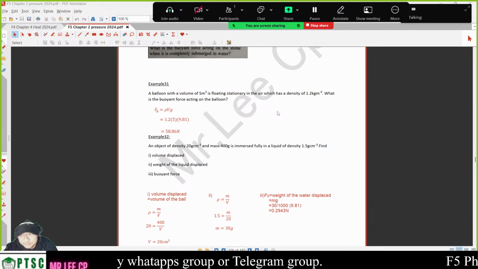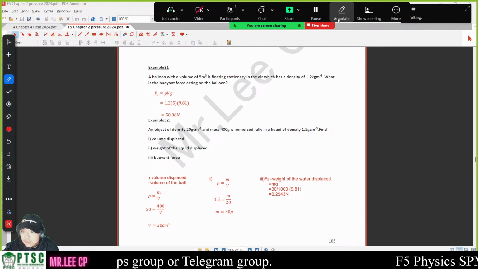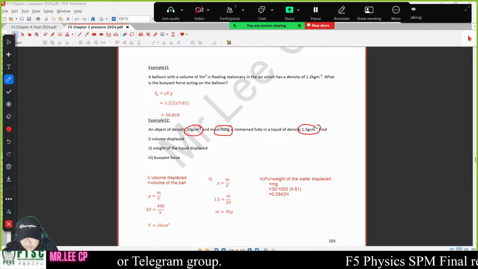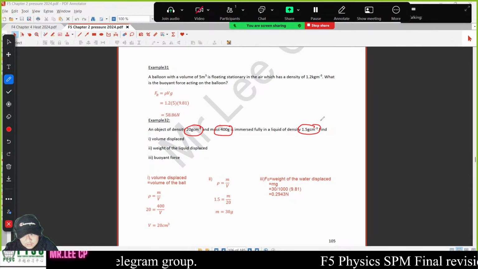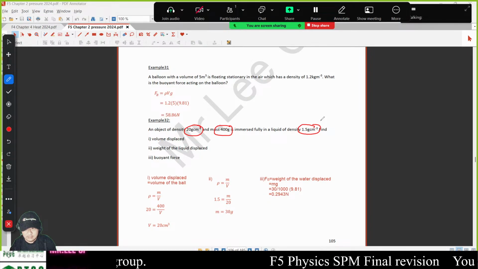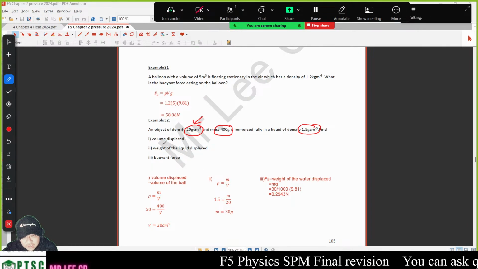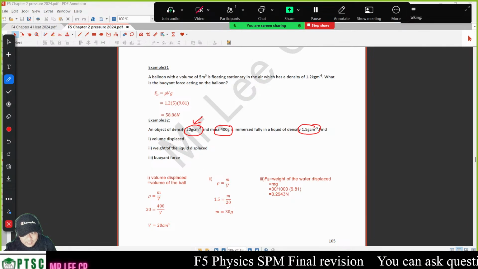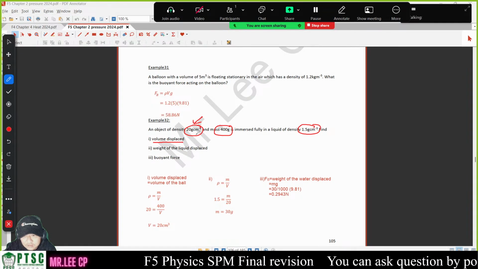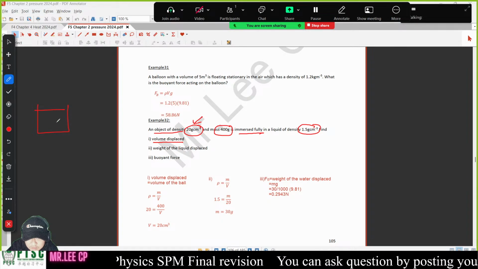Okay. Now, this kind of question, you need to be very, very careful. This one is gram per cm cubed. 400 gram, 1.5. So when they ask you about the buoyant force, you need to change it. But this question, they don't ask you. Now they ask you what is the volume displaced. So the object is immersed fully. Immersed fully means the whole thing goes in.